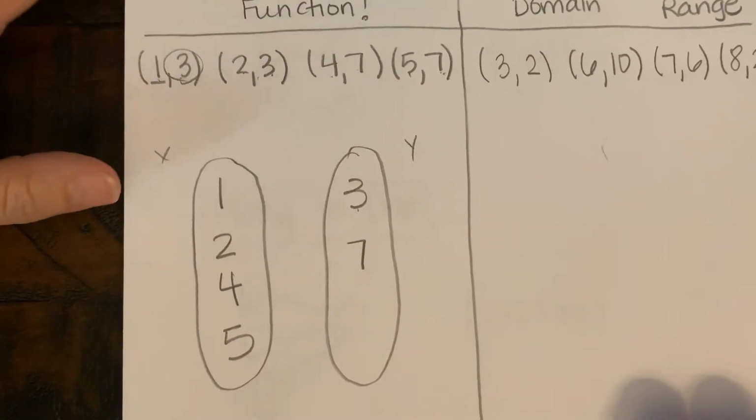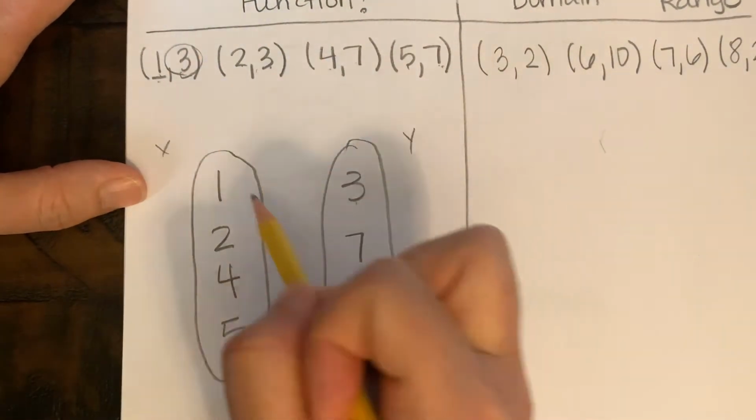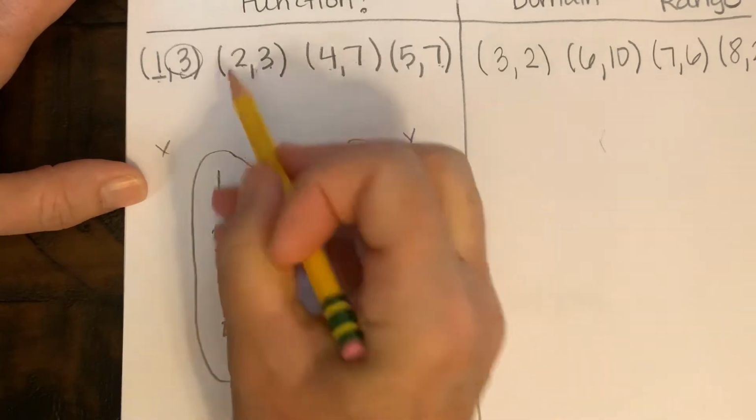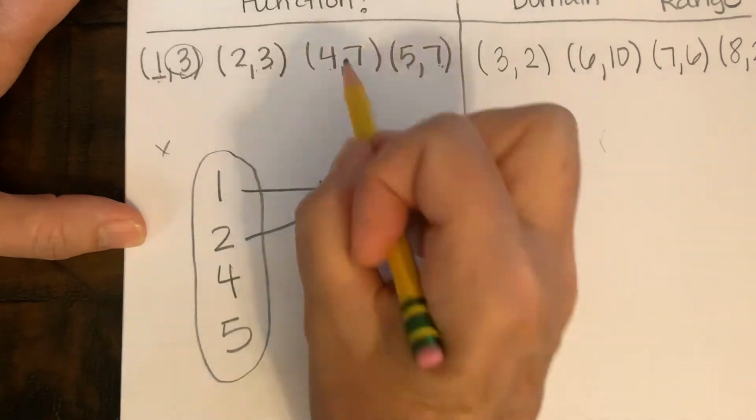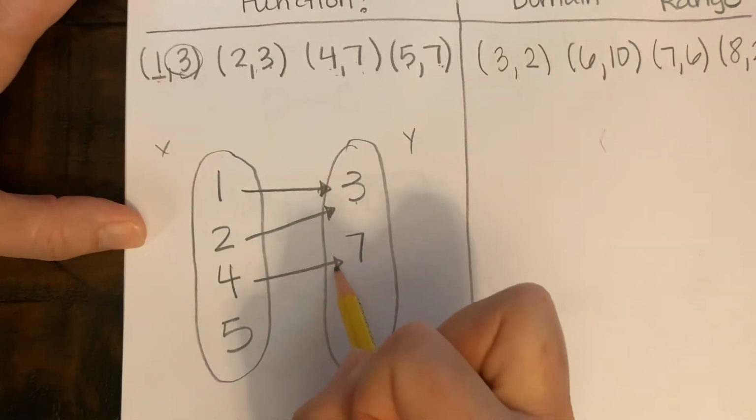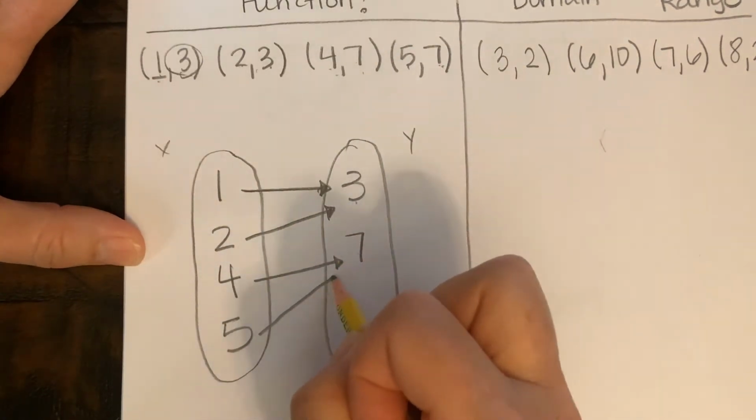So now let's go ahead and draw our arrows. 1 became 3. 2 became 3. 4 became 7. And 5 became 7.